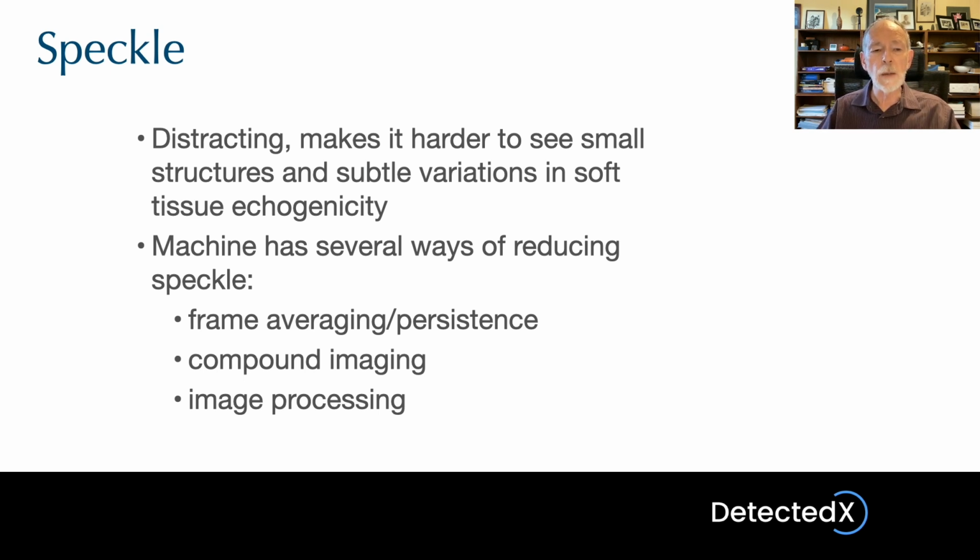And then, finally, some machines apply image processing to the ultrasound image once it has been produced and stored. So they treat the image as if it was a photograph that needs to be enhanced. Image processing typically will recognize edges, tissue boundaries, and sharpen those and make them clearer. And it will also recognize areas of uniform speckle and smooth out that speckle. So these are the three technologies that can be used by the machine to reduce speckle, to make it more acceptable and less distracting.